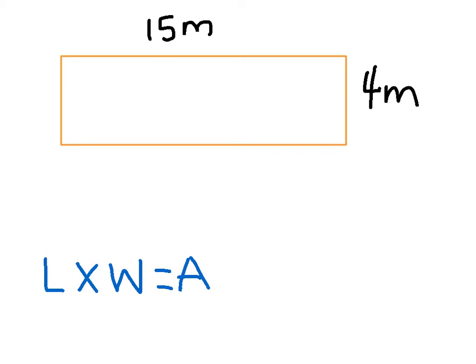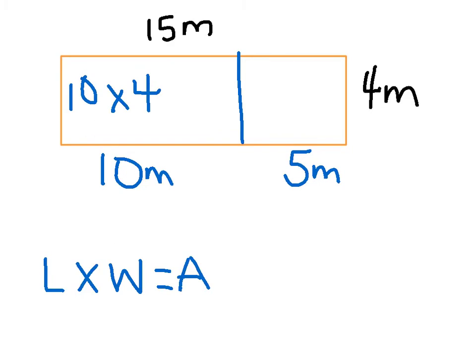Now I know that 15 meters is too hard to multiply by 4. So I know if I break the 15, the larger number, up into two parts, then I'll have some numbers that are easier to multiply. So since it's pretty easy to multiply by 10, I'm going to break this rectangle up into 10 meters and 5 meters. So now it's almost like I have two different rectangles. One that has a width of 10 and a length of 4, and one that has a width of 5 and a length of 4.